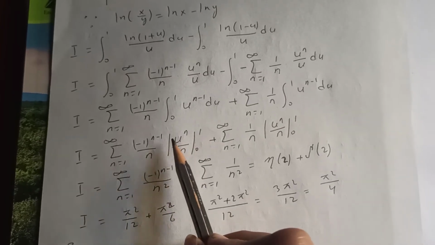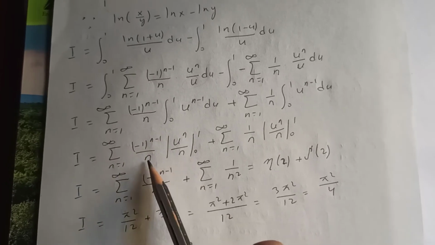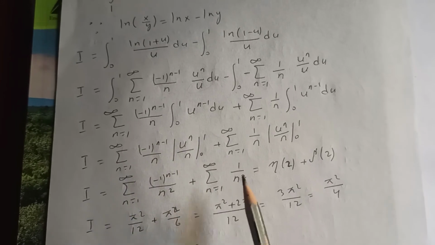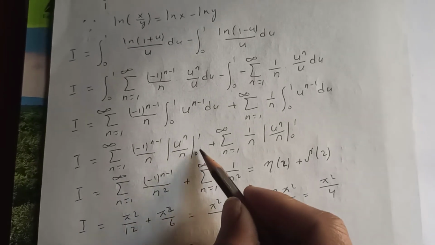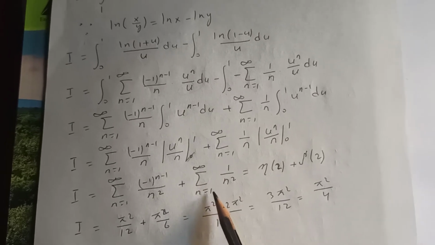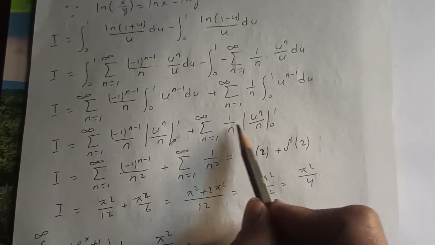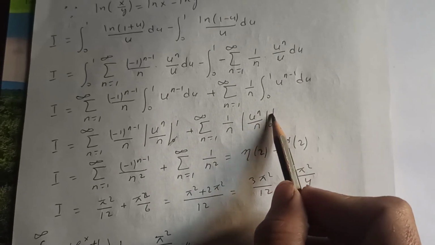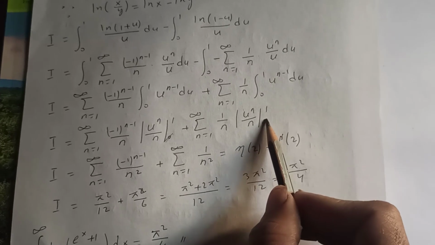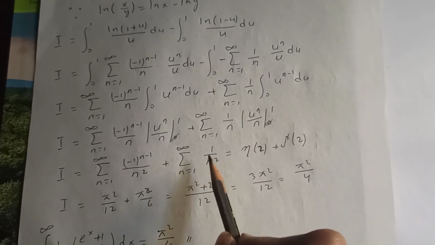When you plug in 1, 1 to the n is always 1, and the n squared is also there. When you plug in 0, the whole term will be 0, so the zero terms cancel out. Plus the sum from n equal to 1 to infinity of 1 over n times n, which is n squared. When you plug in u equal to 1, 1 to the n is always 1, and at 0 it will be 0. Therefore, what are we left with? The sum of 1 over n squared.